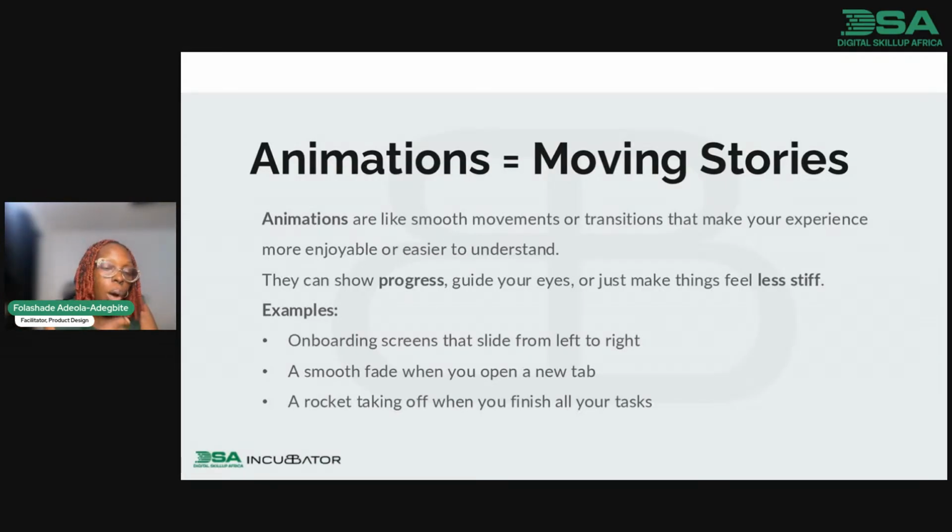For example, an onboarding screen that slides from left to right, a smooth fade, all these you can do on Figma. Some of these things, yes, for beginners basically, but as you go advanced you can start trying other tools. All right. A rocket taking off when you finish all your tasks, that rocket that is moving, or a success message that is doing a mark, or something moving from one place to another. Do you get?